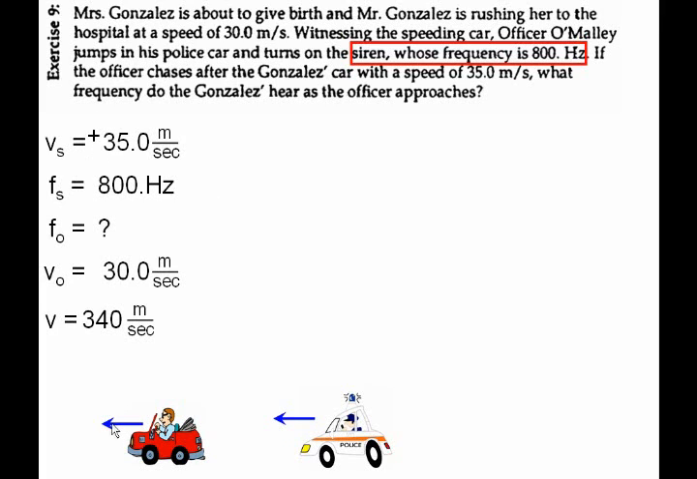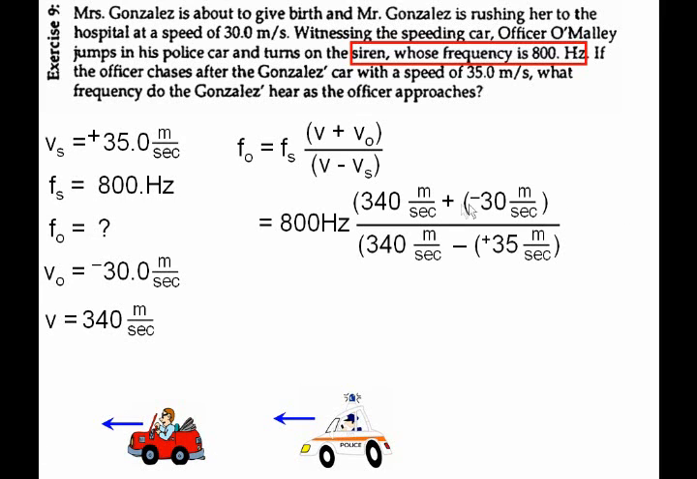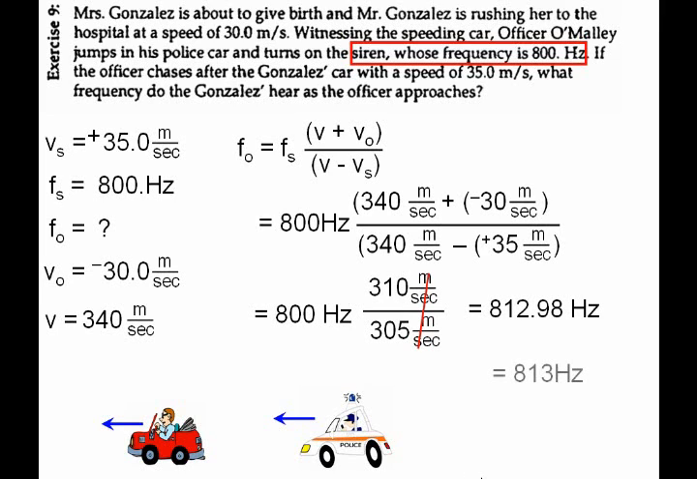Mr. Gonzalez's arrow, however, is going away from the police car, so Mr. Gonzalez is going to have the negative speed. So when I plug these in, on the top we're adding a negative, on the bottom we're subtracting a positive. So we're subtracting both of these terms, and we end up with a ratio that's larger than 100%. So we have a number that's larger than 800 hertz for our answer.